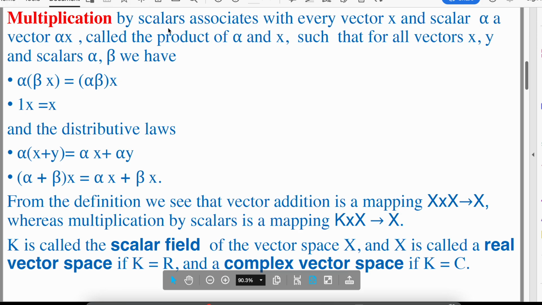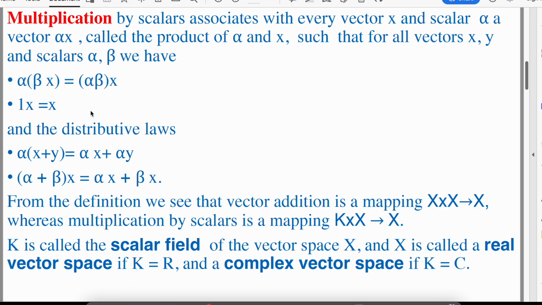And what is multiplication? So multiplication by scalar associates with every vector x and scalar alpha a vector alpha x. Alpha x is the product of alpha and x, so that for all vectors x, y and scalars alpha, beta we have alpha into (beta x) equal to (alpha beta) into x, and 1 into x is equal to x. And it also obeys distributive laws, meaning alpha into (x plus y) equal to alpha x plus alpha y, and (alpha plus beta) into x is alpha x plus beta x.